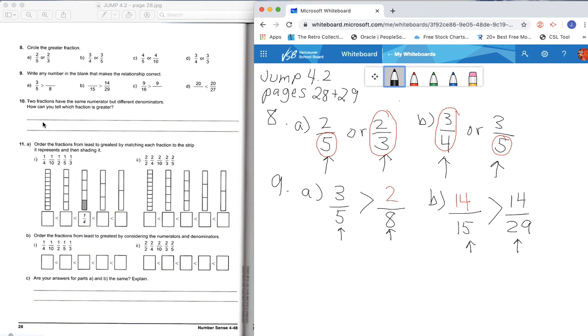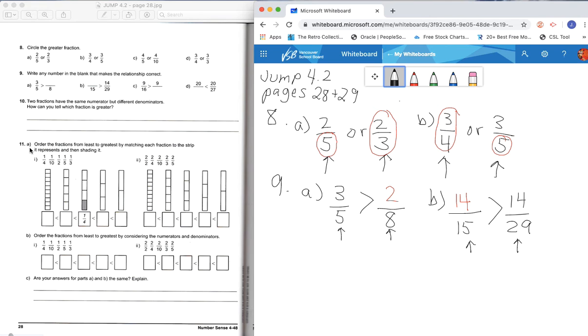Okay, number 10. Two fractions have the same numerator but different denominators. How can you tell which fraction is greater? So if the two fractions have the same numerator, what are you looking at? You are looking at the denominators again, right? And remember, if the denominator is larger, that means it is the smaller fraction, okay? All right, so you should be able to write number 10 yourself in a complete sentence.